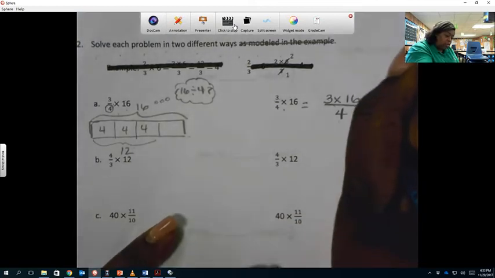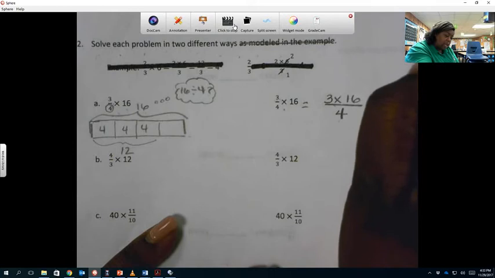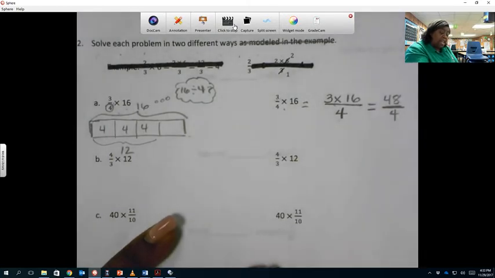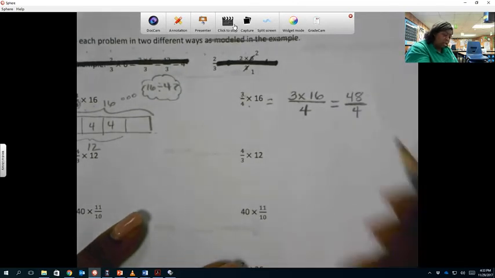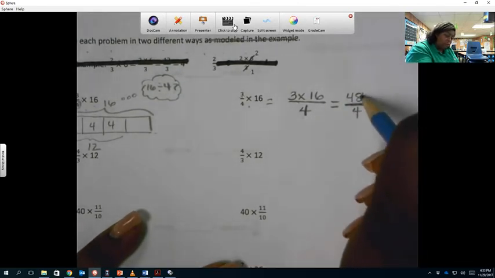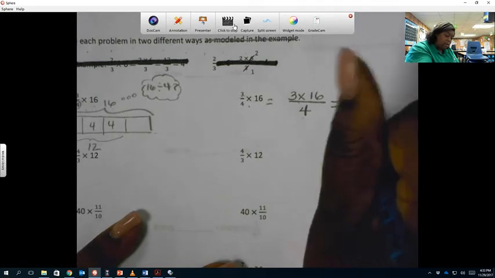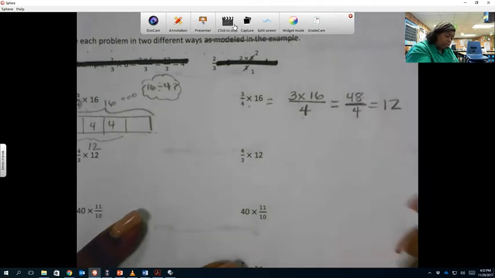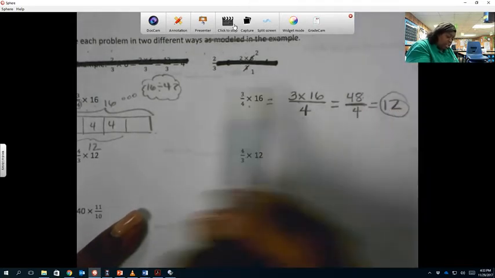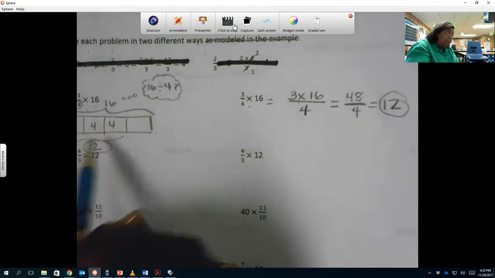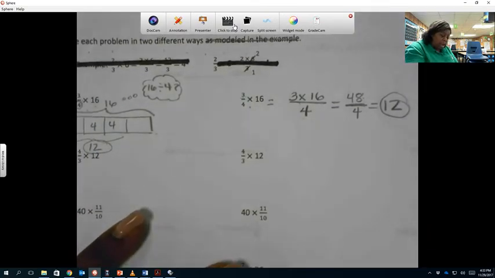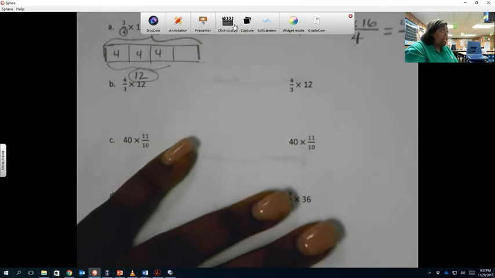I'm going to simplify my numerator. 16 times 3 is 48 over 4. Remember that this sign means division, so I can read it like this, 48 divided by 4, and that is 12. And of course, we should be getting the same answer in our tape diagram as we do in our algorithm.